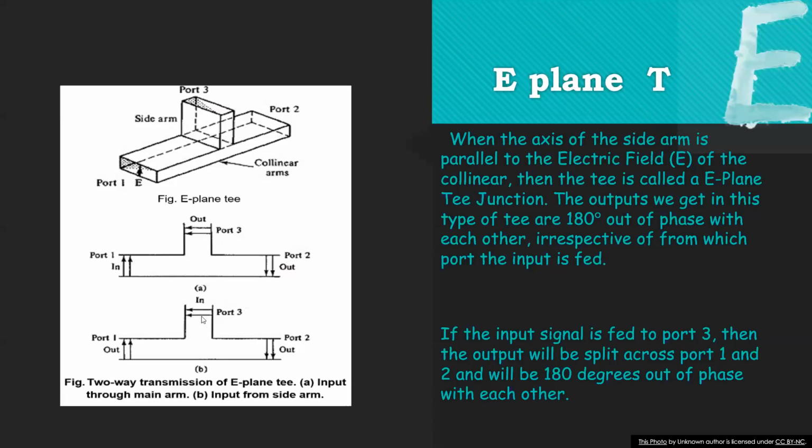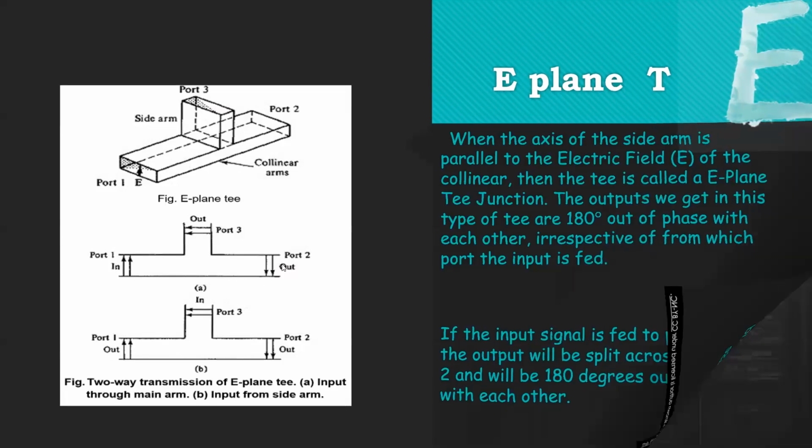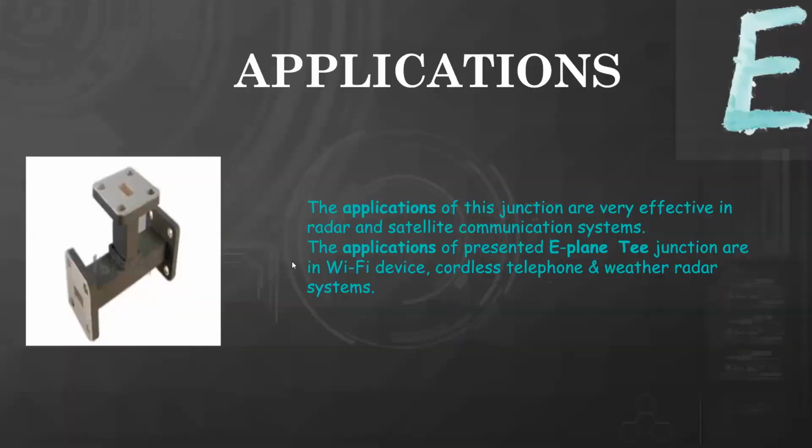When we have an input from port 3, we get outputs in port 1 and port 2, which are out of phase with each other. You can give input to port 3, port 1 or port 2. Either way, you get the output from the other two ends, which are 180 degrees out of phase. Coming to the applications, they are very effectively used in radar and satellite communication, and even have applications in Wi-Fi devices, cordless telephones, and weather radar systems.